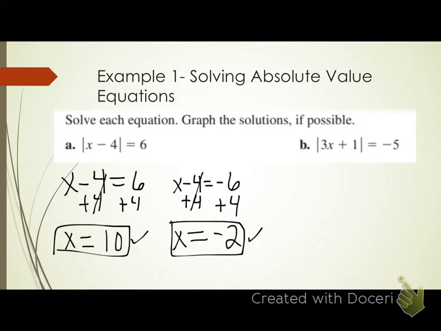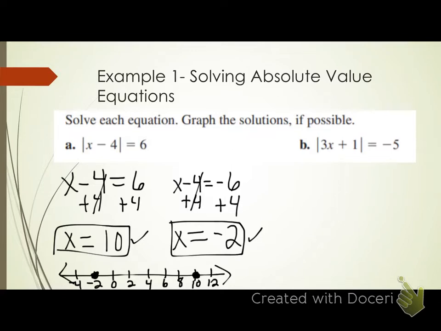Okay. Next part of the directions say graph the solutions if possible. We're just going to graph on a number line. What's my first x value? 10, so I'm putting a point at 10 on my number line. What's my second x value? Negative 2, so I put a point at negative 2 on my number line. There's my graph.